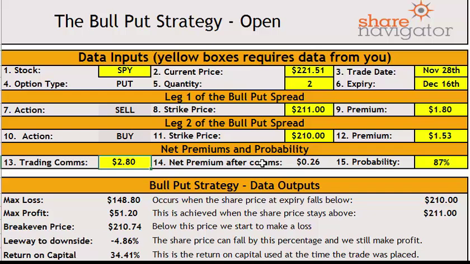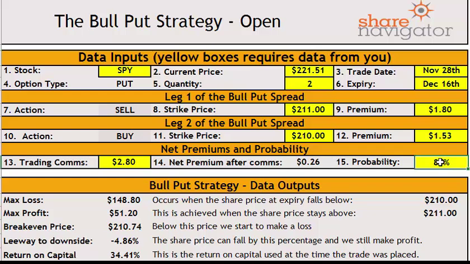Now the net premium per share after commissions. You've placed 2 trades here. On one hand, we've sold the 211 put and we've taken in 180 in premium. At the same time, we've bought the 210 put and we've paid out 153. So that's a net credit for us of 27 cents a share. But we've got trading costs here which we must take into consideration, and when we bake them into our formula, it's automatically calculated. That means we're getting a net credit after trading costs of 26 cents a share.